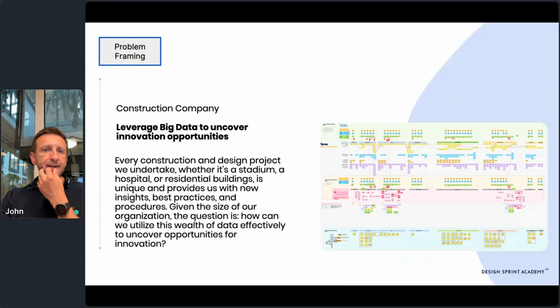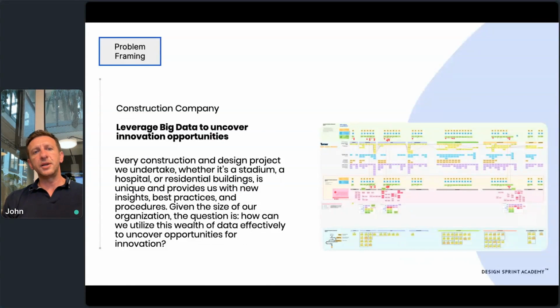And in another one, we used problem framing more in an exploratory way. We worked with one of the largest US construction companies, and they produce, if that's the right word, a lot of data, and they thought there might be opportunities around the data, so they could build new products and services around it. So these are a few examples of how you can use problem framing.